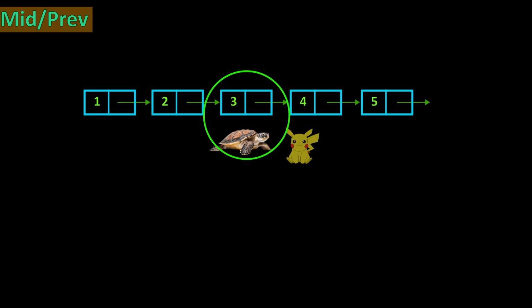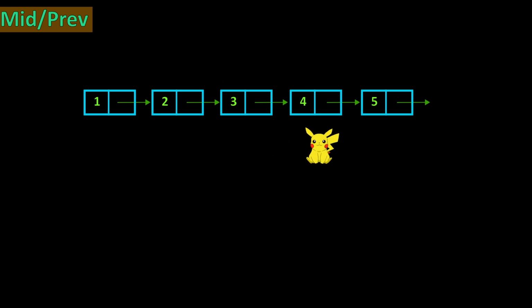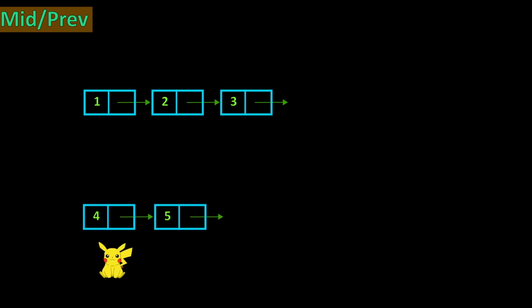Now, Mickey is pointing next to tortoise, and we set tortoise's next to none. Now, we have separated linked list 1 and linked list 2. We have to reverse linked list 2. Initially, boy is at none. Point girl next to Mickey. Move Mickey's next position to boy.